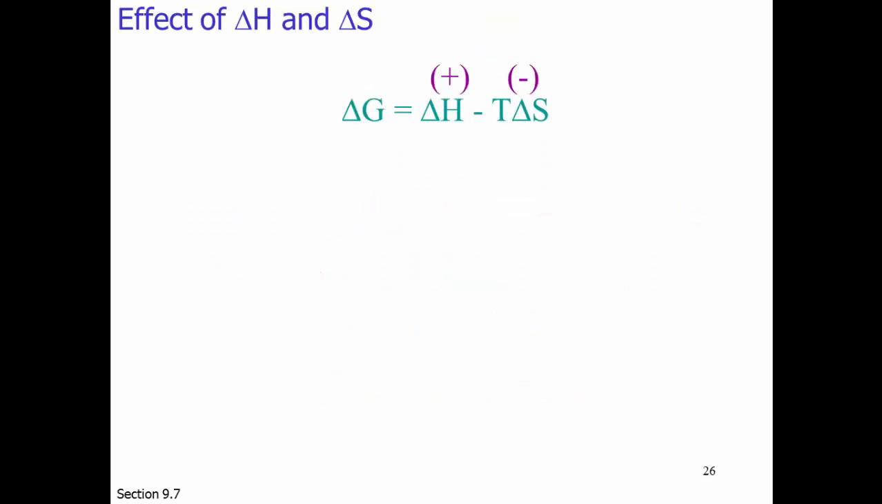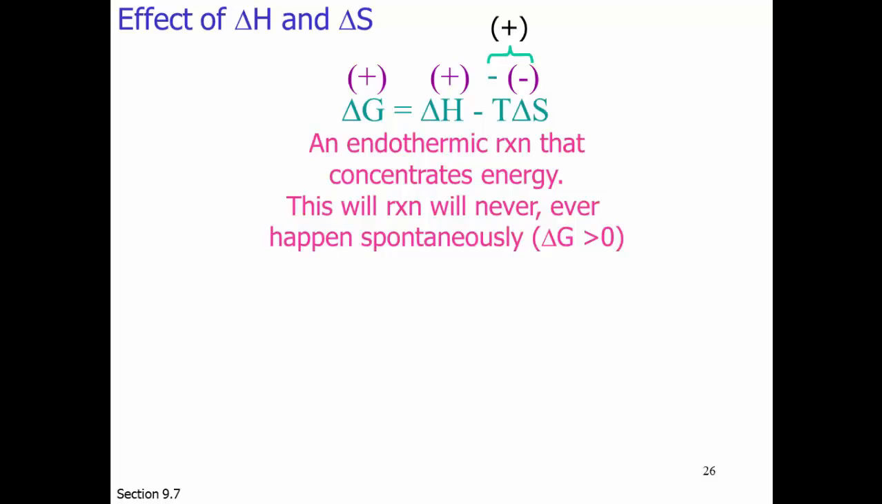Let's try another combination. Delta H is positive, delta S is negative. That means the minus T delta S term is positive. Can you ever add two positive values and get a negative value? I don't think so. We have an endothermic reaction, which Mother Nature is not thrilled about, that concentrates energy. This will never, ever happen spontaneously because delta G will always be positive. Now we can force it to happen by putting energy in, but all by itself, it will not spontaneously happen.